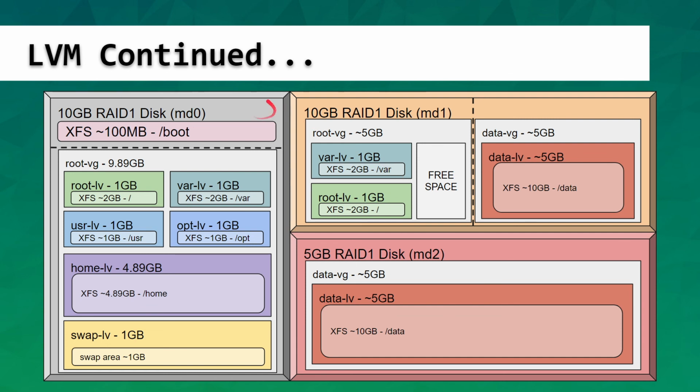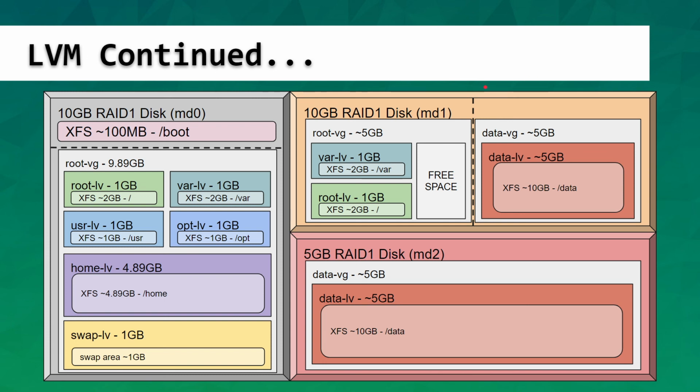If we look at this being a separate hard drive or a separate RAID disk, this is a separate RAID disk, and this is a separate RAID disk, right? So the gray, the orangey yellow, and then the red are separate disks, separate RAID 1s, right? So we have 10 gigs, 10 gigs, and 5 gigs.